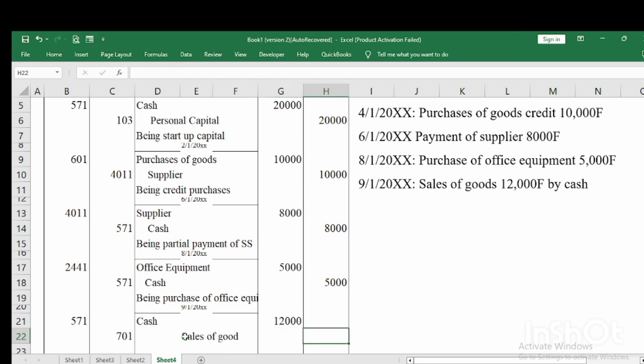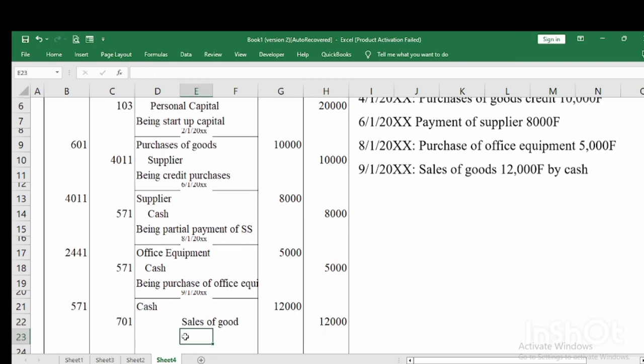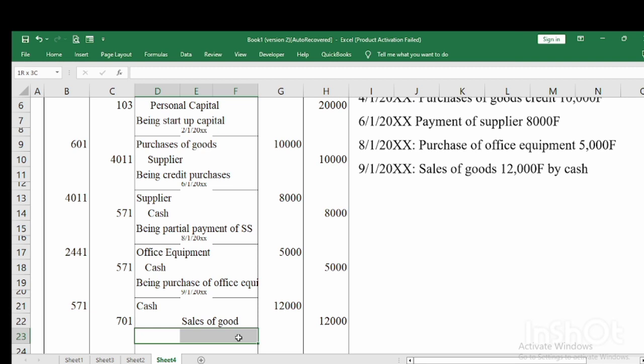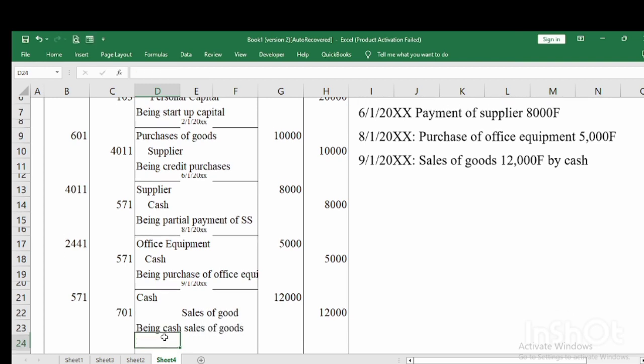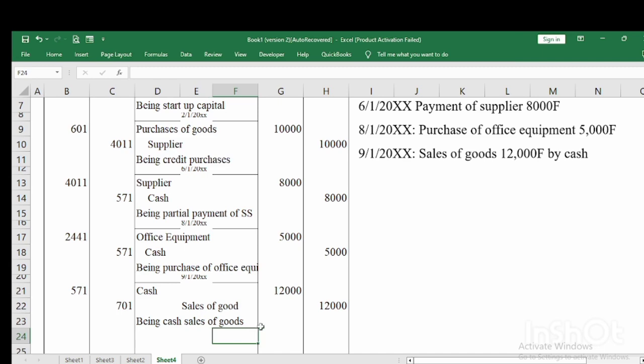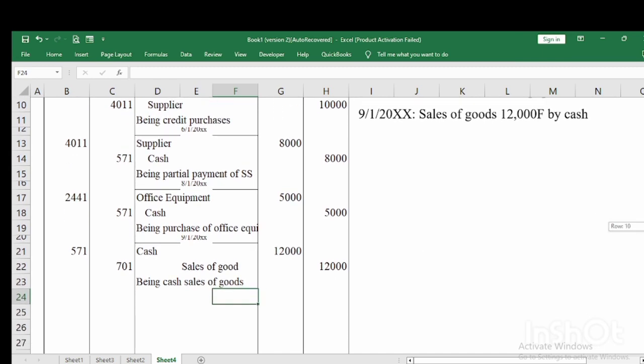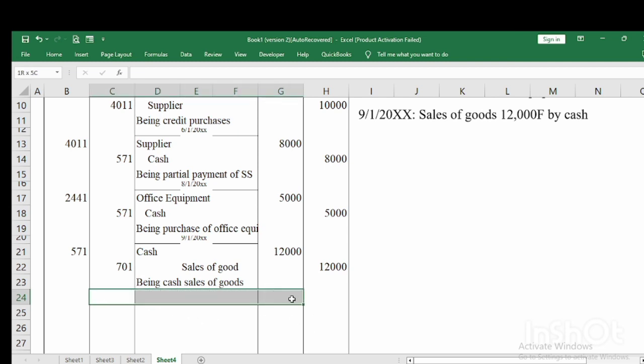Sales of goods 12k. That's awesome. So narration: being cash sales of goods. Thank you very much. This is the journal entry. At this level we have to close our journal by drawing horizontal lines here.